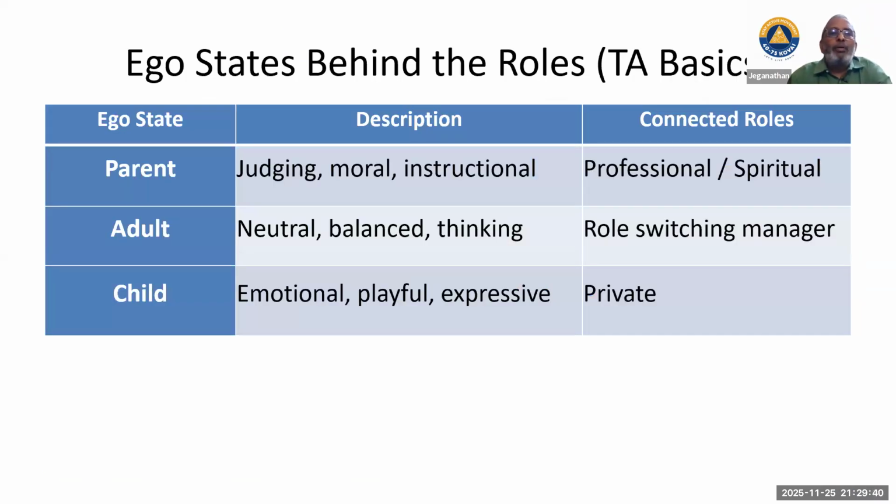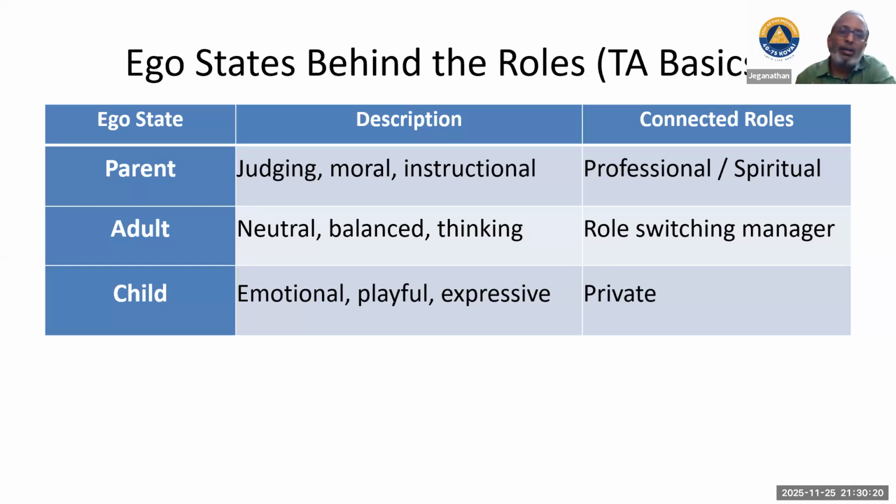Connecting this with transactional analysis, the ego states: parent, adult, and child. We have the description: judging, moral, and instructional, which is connected with the roles of professional and spiritual. The adult: neutral, balanced thinking, the role-switching manager, the ego state which brings awareness to you. Hey, you are right now using the professional mode. You are with your kid. You are supposed to use the private mode, right? That is the role of the adult ego state, which is neutral, balanced, and thinking.